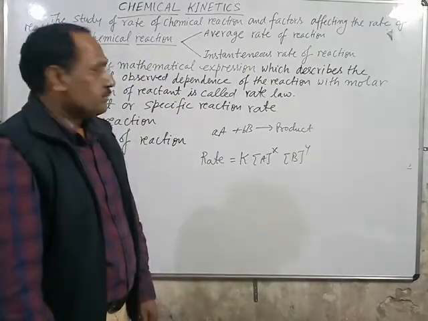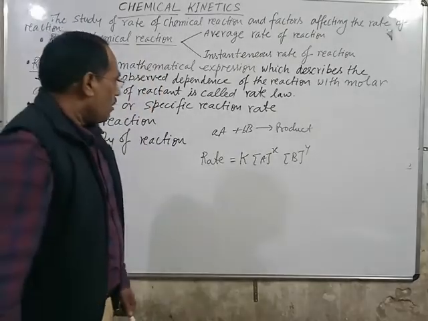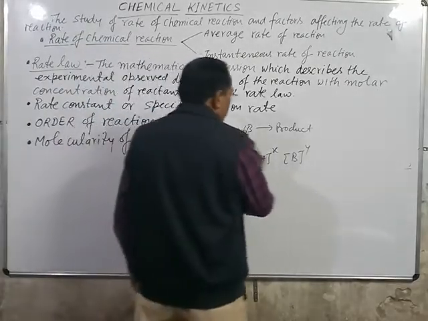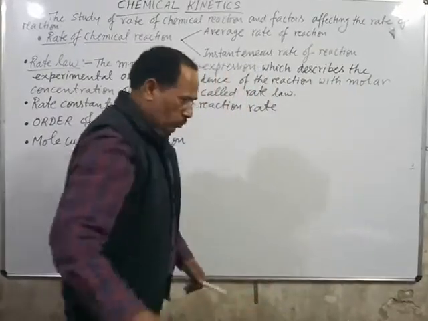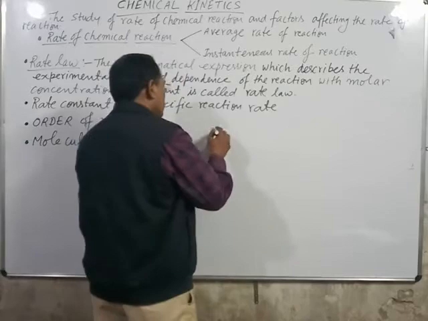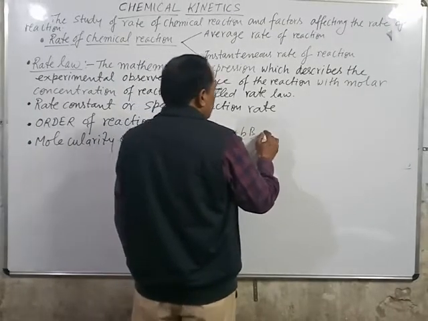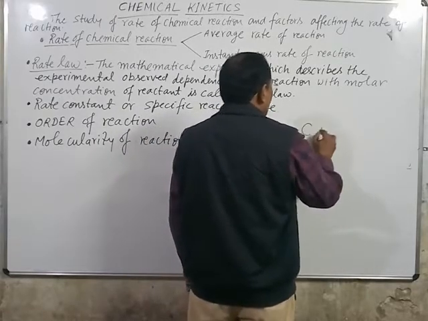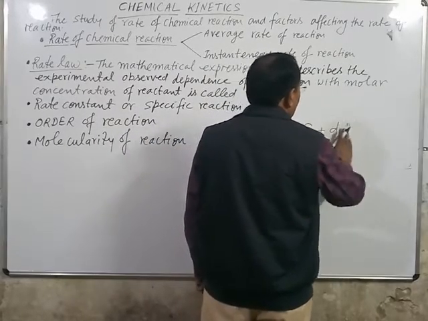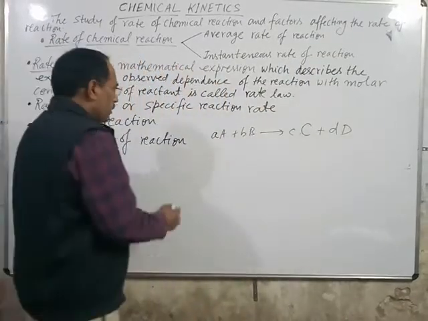And generally, rate law for a particular reaction may also be expressed as follows. Suppose this is a general reaction: a moles of A plus b moles of B gives c moles of C and d moles of D. Then rate of reaction.